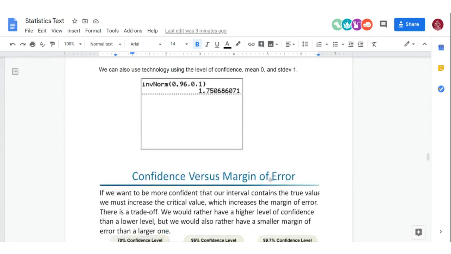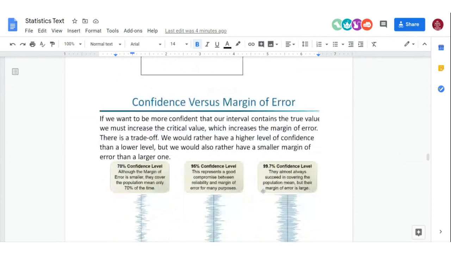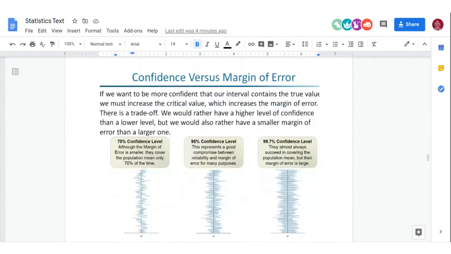All right. We're going to go through an example in a bit, but I just want to get a little bit of the theory under the belt before we do. Now, there's a trade-off when you have a higher confidence level versus a lower confidence level.